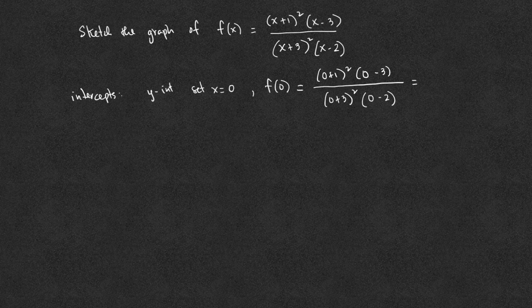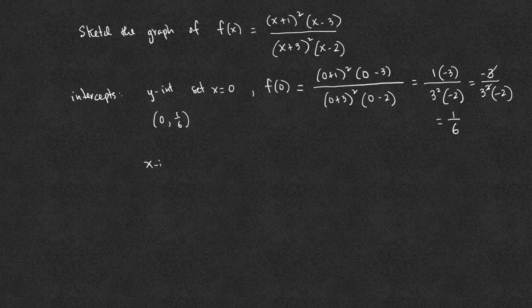0 plus 1 squared is 1 squared, which is 1, times 0 minus 3, which is negative 3, over 0 plus 3 squared, which is 3 squared, and 0 minus 2 is negative 2. And so this is negative 3 over 3 squared times negative 2. One factor of 3 cancels out, and the negative divided by the negative is positive, so we end up with 1 over 6, positive. And so the y-intercept is (0, 1 over 6).